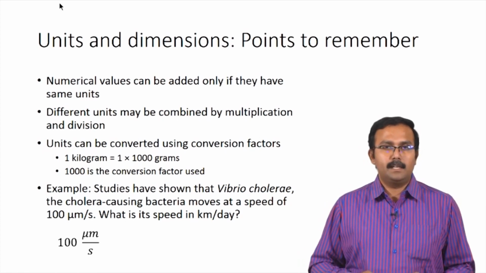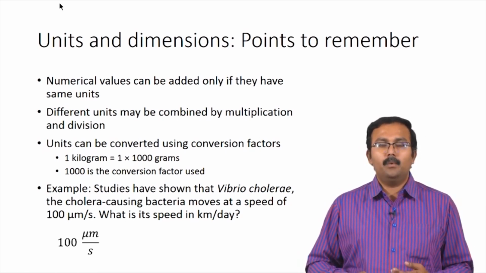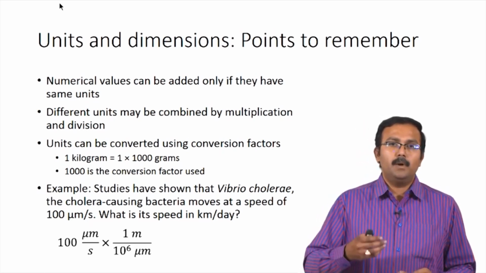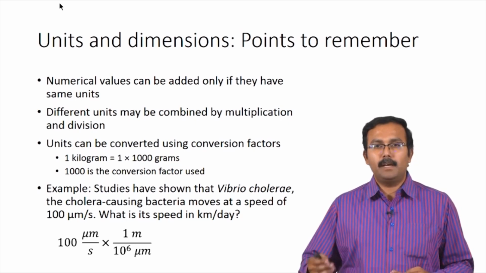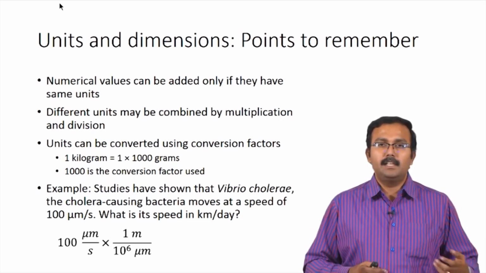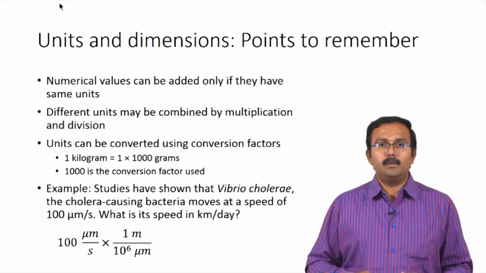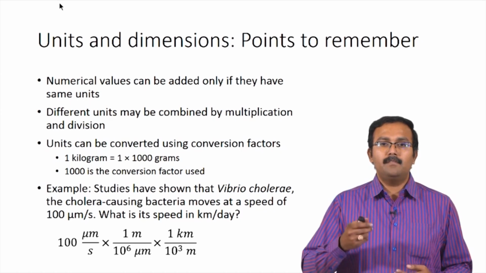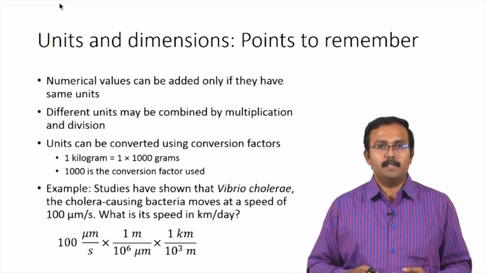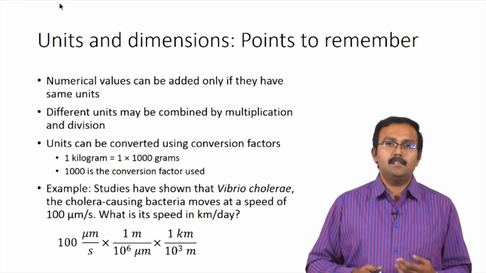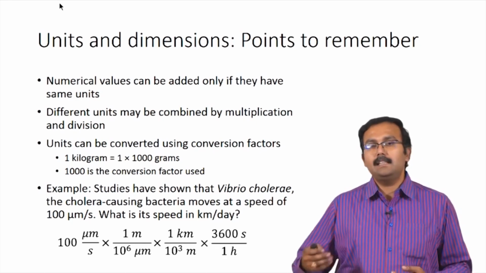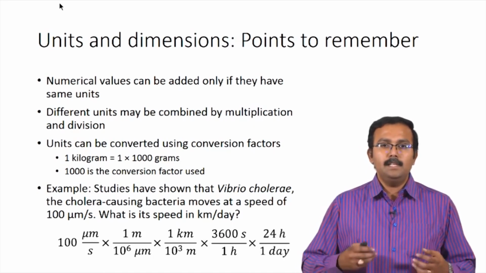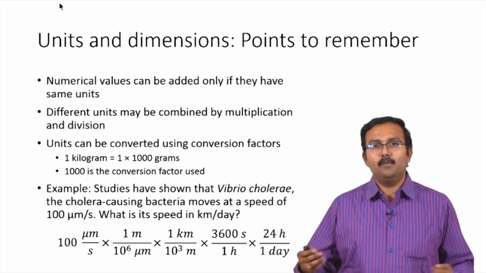100 micrometers per second is the data given. We know that 1 micrometer is 10 power minus 6 meters. So, 1 meter divided by 10 power 6 micrometers is multiplied to the given value. Now, this meter can be converted to kilometer as 1 kilometer contains 1000 meters. So, now we have technically converted micrometers to kilometers. We now need to convert the seconds to days. We know that 1 hour contains 3600 seconds and 1 day contains 24 hours. Using these values, we would finally get kilometers per day.